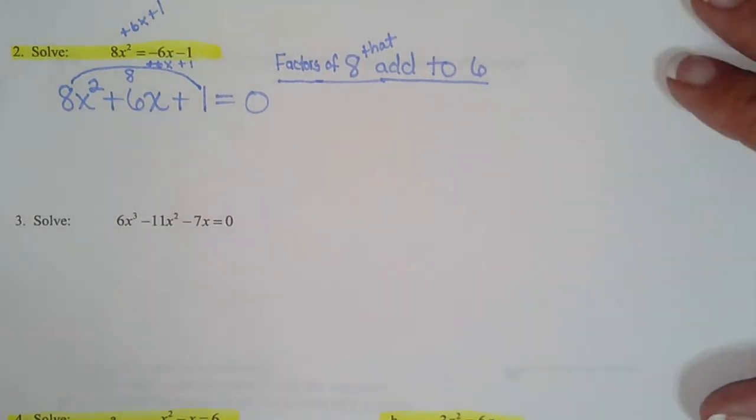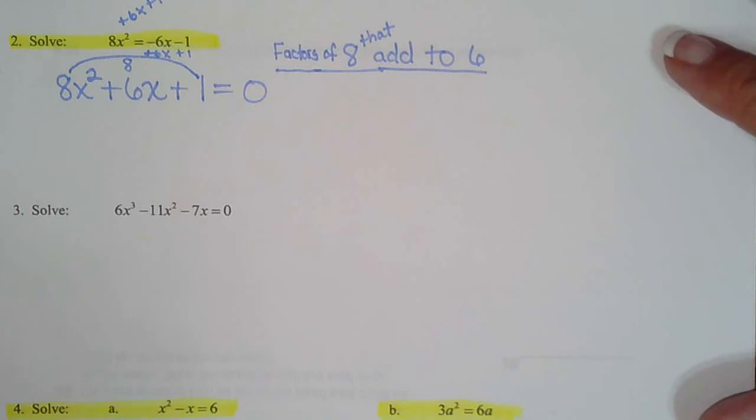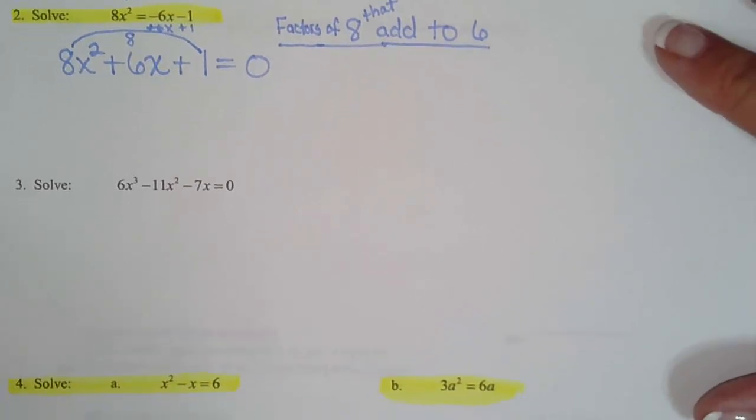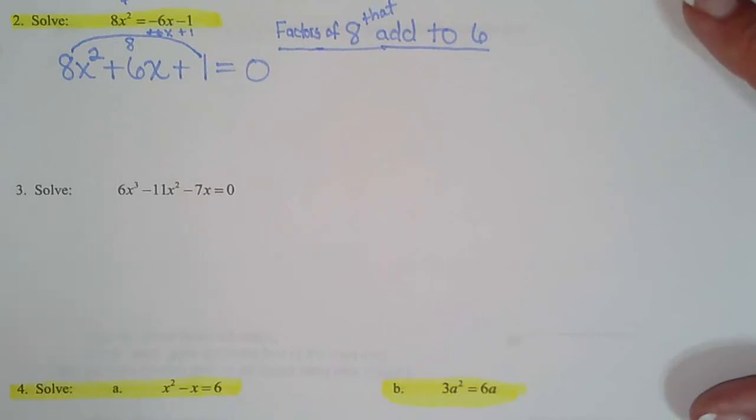But anyway, so I highlighted 3 problems. Remember how I told you there's 5 problems from this section? These 3 are on it, and then we'll have some from the back page.